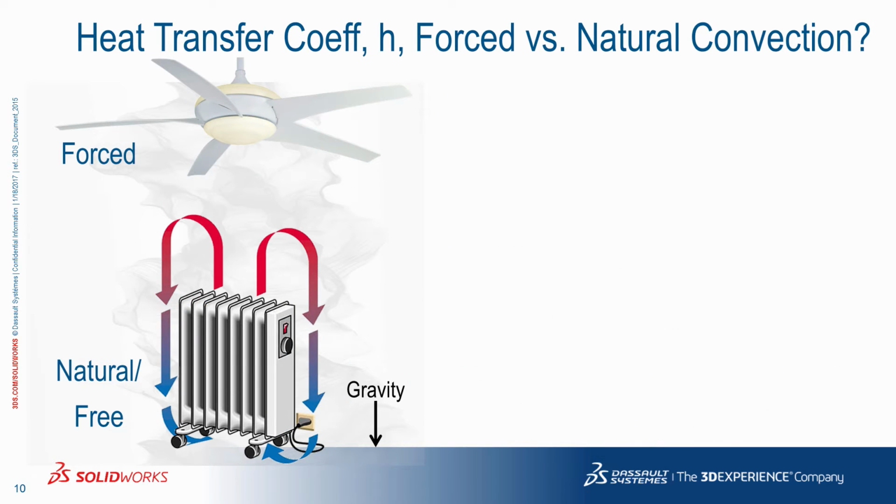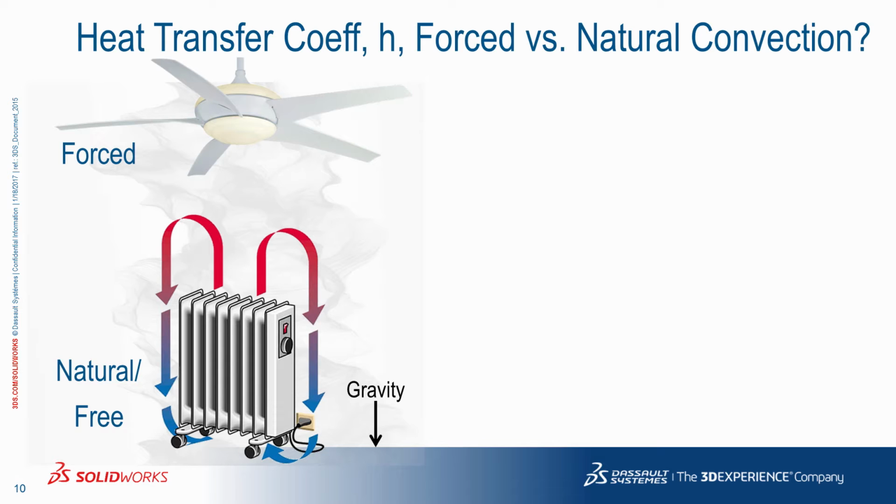When we look at the details of the mechanism of convection, there are 2 types. One is natural free convection, which is driven by buoyancy, which I was talking about earlier with the space heater example. And then there's the other type, which is called forced convection, which is a driven flow, either by a fan or wind or some other mechanism like that.